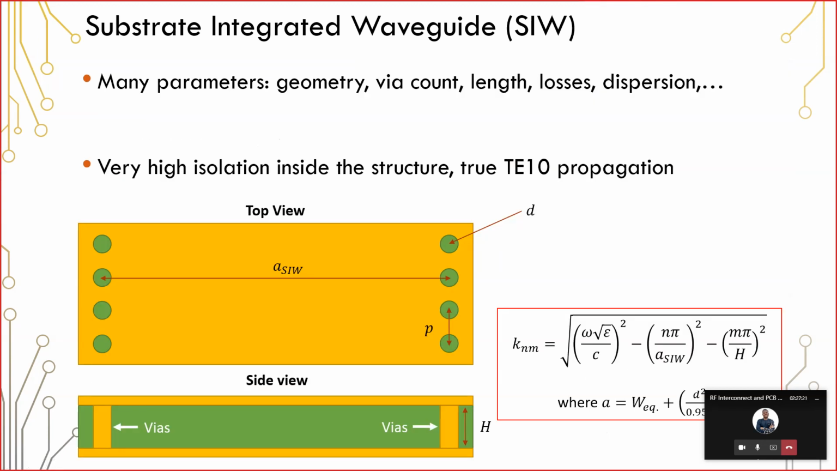So the advantage here is the ability to transmit at just one of these modes or at multiple modes. And there's quite a few different parameters to consider here, right? We have the diameter of these vias. We have the spacing between via centers. So this is A sub SIW, meaning this is the width of the substrate integrated waveguide. Then we have the height of the structure, or the thickness, I guess you could say, of the dielectric.